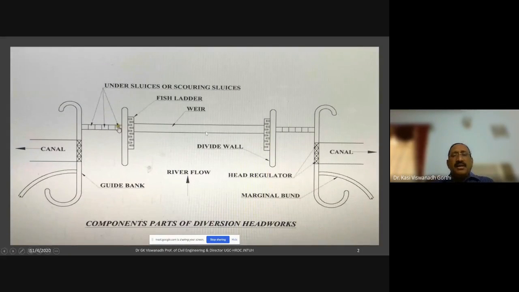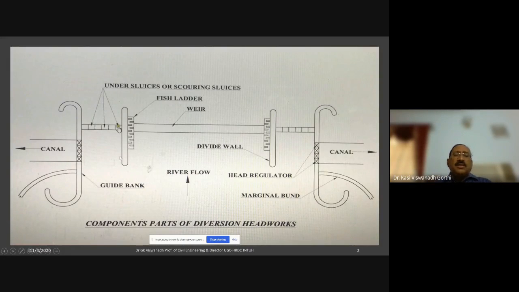So you have a major weir wall and then the under sluice, and we have a fish ladder and divide wall, and these are all the guide banks and marginal bunds provided here. If this is the direction of flow of water, because the weir is constructed here, there will be a temporary rise of water level, which may allow the water to flow into the canal, maybe a left bank canal or a right canal. So the water is allowed to flow into the canal.